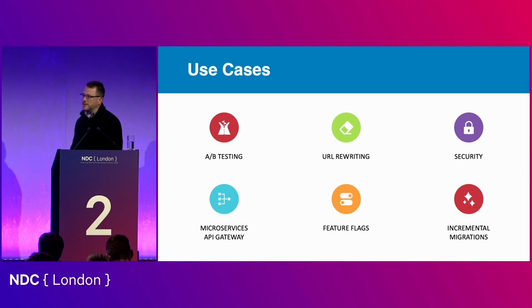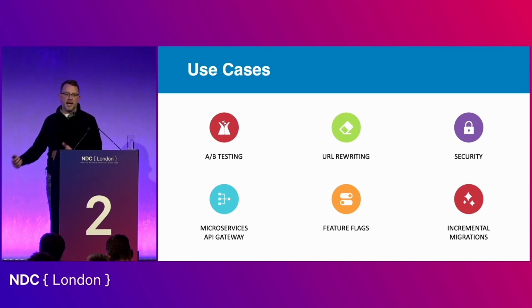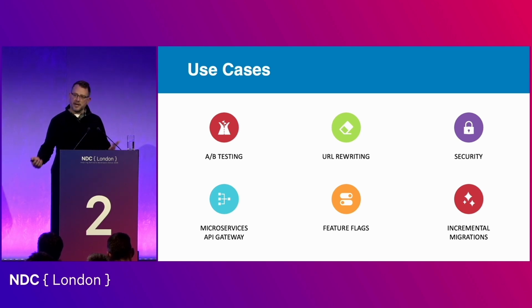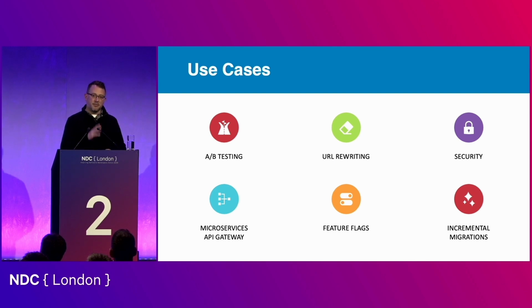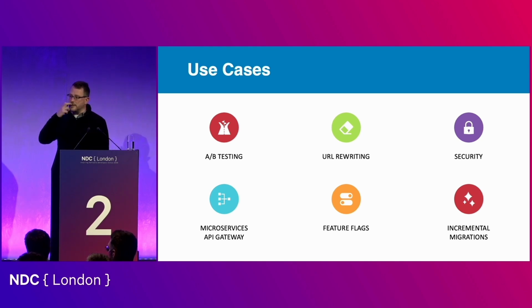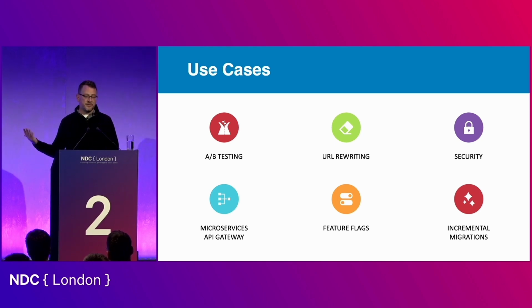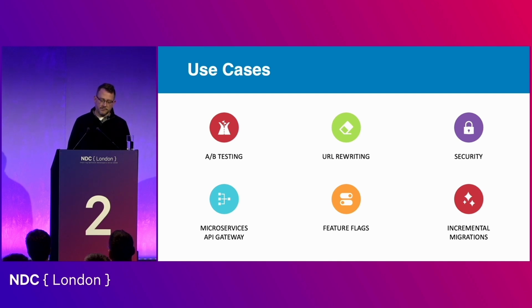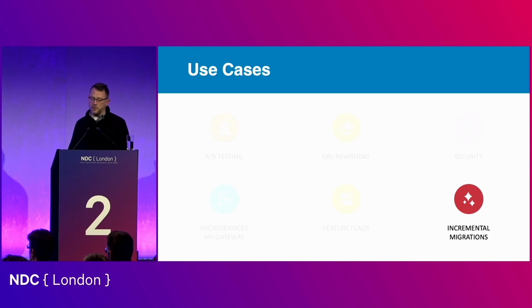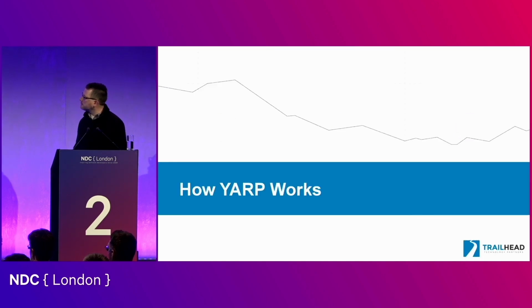URL rewriting. If you've got very complicated back-end API URLs and you want to simplify them, or maybe bring a bunch of different applications all together under one application path, you can do URL rewriting with that. Often a security or microservices security layer is done with this type of technology, like a reverse proxy. Feature flags is another thing I've seen it used for. And then finally, the one that I want to talk about with you more today is incremental upgrades.